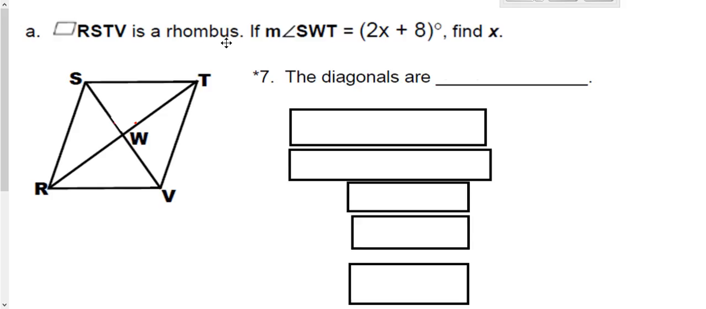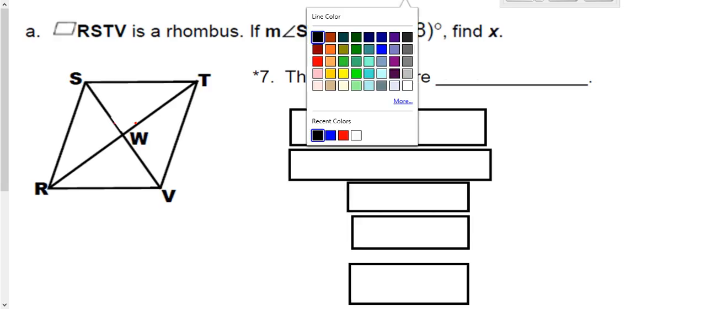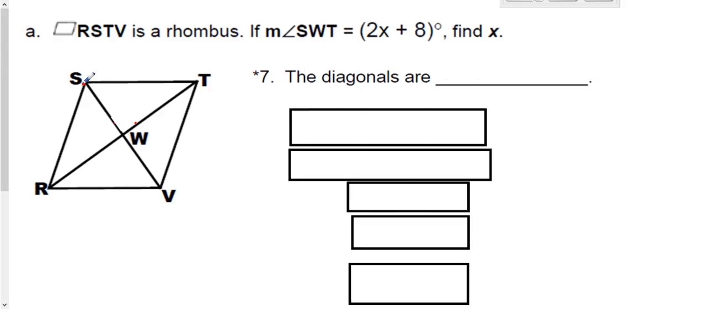RSTV is a rhombus, and it tells us the measure of angle SWT equals 2x plus 8. So let's see where that angle is. Let's highlight it in red here. Okay, so we go from S to W to T. It's talking about this angle right here. And we can see from property number 7, you look at your picture, what's true about that angle? These diagonals are perpendicular, so that's a right angle right there. Okay, so we know that's 90.